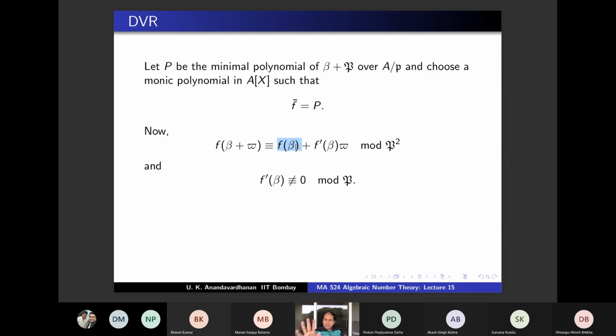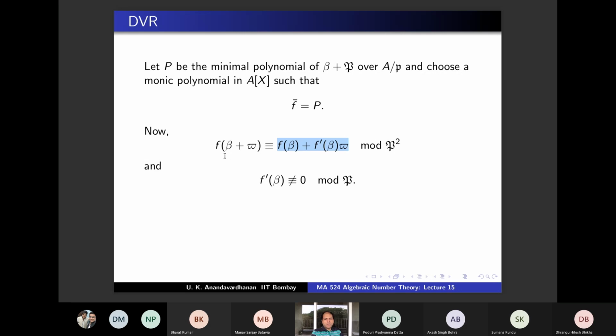Now the possibilities are that the valuation is equal to 1 or the valuation is strictly bigger than 1. Suppose the valuation is 1, then we are done. I mean, we will choose f of beta. If the valuation is bigger than 1, what can you say? If the valuation of this is strictly bigger than 1, then what can you say about the valuation of this? It will be 1, right? Yes, because the valuation of x plus y is bigger than or equal to the minimum of valuation a and valuation b, with equality if these are different. So if this is strictly bigger than 1, this will have valuation 1.